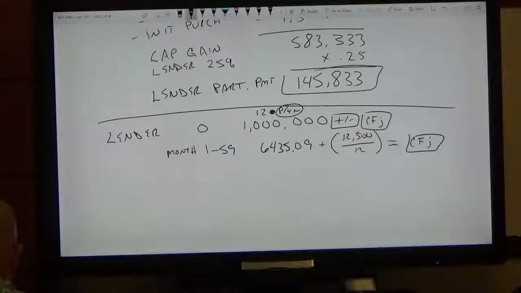Does that make sense? Is that 12.5, that was half of anything above 100,000? Correct. Yes, that's why we're dividing it by 12.